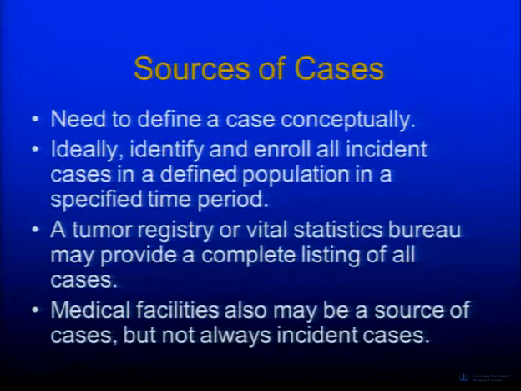Ideally, you want to have some way of identifying and enrolling all incident cases in a defined population in a specific time period. One of the great things for cancer was the start of these tumor registries, because now everybody has to report any cancer to a tumor registry. So if you're doing a case control study, you can go to the state of New Jersey and say, I would like to do a study. Can I use your tumor registry to contact all the people? And after certain paperwork, you know that you're pretty much getting all cancer cases in New Jersey. Or you could do it just for one specific hospital. You could do it for the United States with the SEER data, S-E-E-R, like surveillance and epidemiology data for cancer.